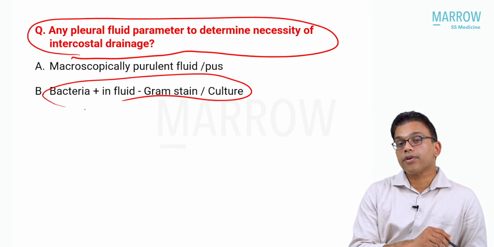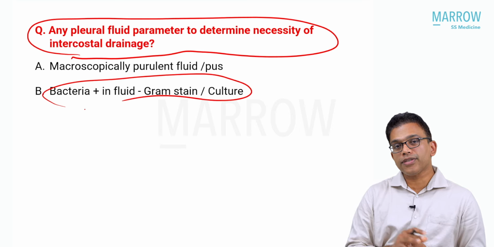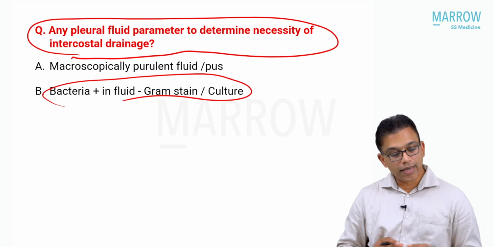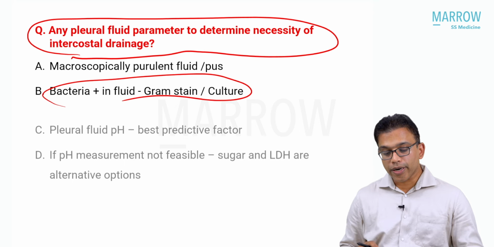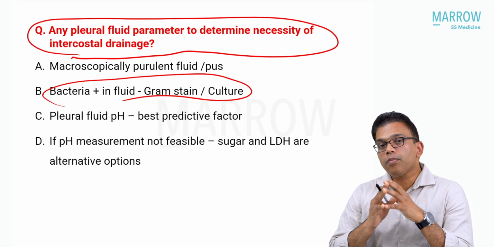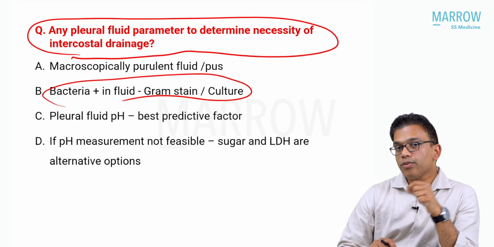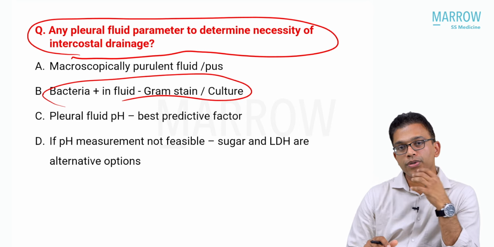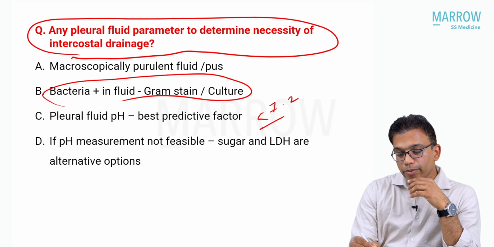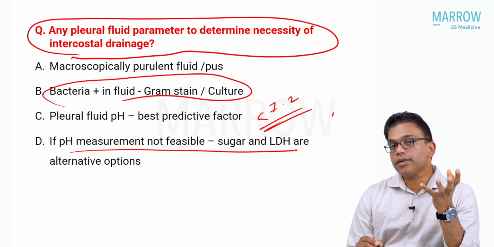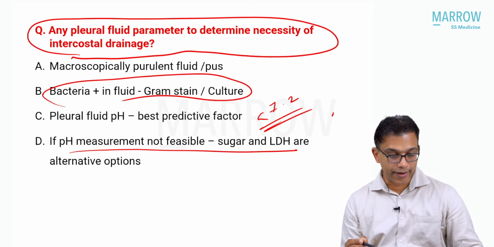If there is culture or Gram stain positivity in the microbiological test done on the fluid sample, again if bacteria are there, you have to put the tube and drain it out. In addition, pleural fluid pH is a very important factor that helps you decide whether to put an ICD or not. If the pH is less than 7.2, better to put a chest drain. And if pH measurement is not feasible, you can go for sugar as well as LDH.